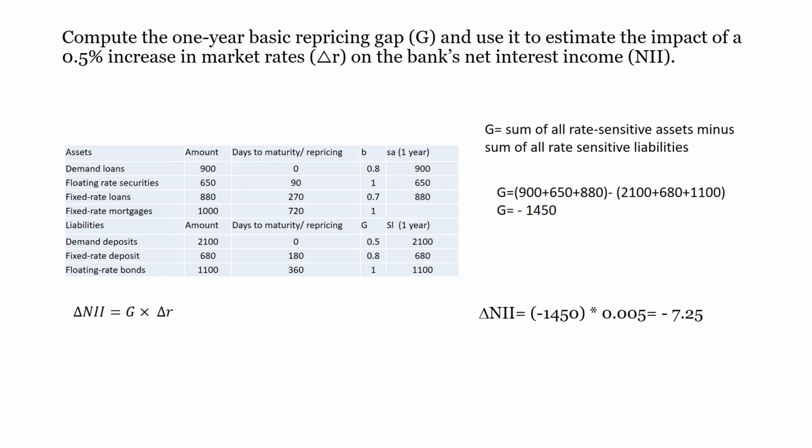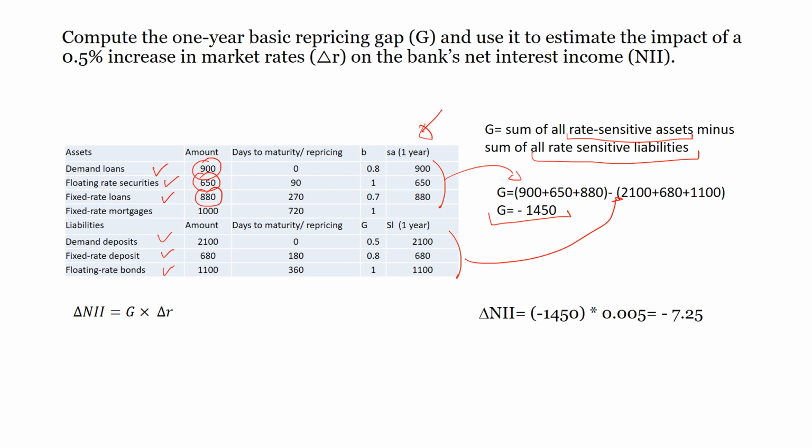G, the gap, is the sum of all interest rate sensitive assets minus the sum of all interest rate sensitive liabilities. So we found that the interest rate sensitive assets and liabilities are here. They are reproduced in this column, so you can use this one if you want. It's easier. So all you have to do is add up these numbers, subtract the second from the first, and you get a gap of minus $1,450 million, billion dollars, whatever the currency and scale is.